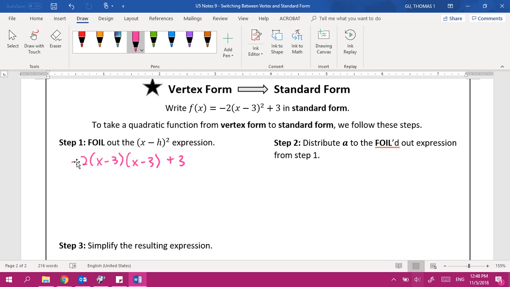All right, so then we need to FOIL out that expression. Remember, when you have two of these parentheses with the x's in them, we use the FOILing method to find out what it actually equals. So you take each term in the first parentheses and multiply it by every term in the second parentheses. So it would be like this.